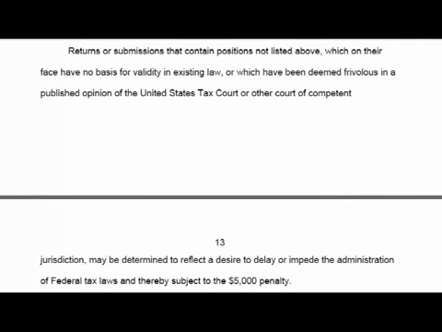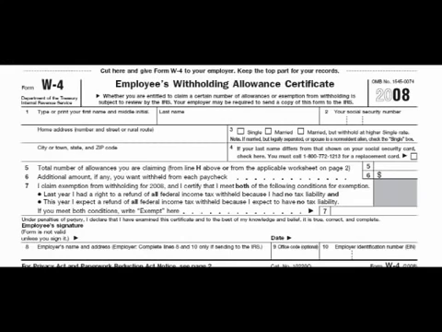At the end of the memorandum, summarized, it says, "Returns or submissions that contain positions not listed above, which on their face have no basis for validity in existing law, or which have been deemed frivolous in a published opinion of the United States Tax Court or other court of competent jurisdiction, may be determined to reflect a desire to delay or impede the administration of federal tax laws, and thereby subject to the $5,000 penalty." Well, as I've shown, Title 12, Section 411 is the existing law, and the Ninth Circuit Court opinion supports that Federal Reserve notes may be redeemed at any time in lawful money.